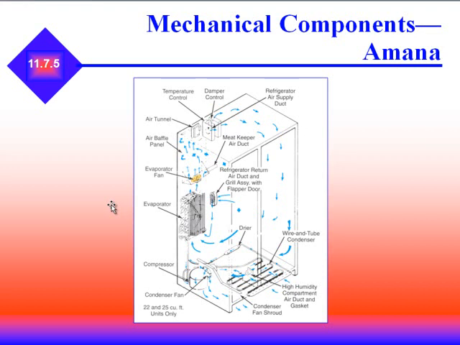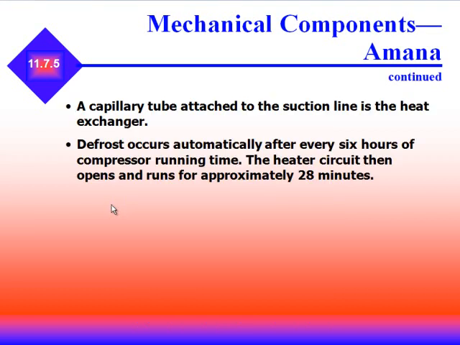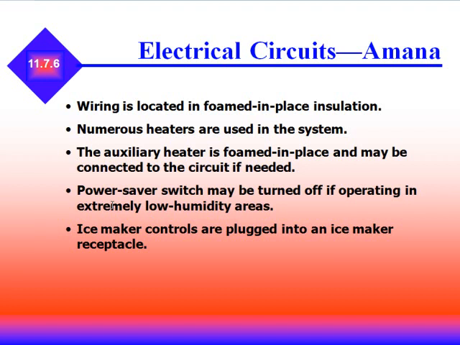And if you take a look at the blue arrows, you see the airflow. A capillary tube is attached to the suction line for a heat exchanger. Defrost occurs automatically after every 6 hours of compressor running time. The heater circuit then opens and runs for approximately 28 minutes. The wiring is located in foamed-in-place insulation. Numerous heaters are used in the system. The auxiliary heater is foamed in place and may be connected to the circuit if needed. Power saver switch may be turned off if operating in extremely low humidity areas.